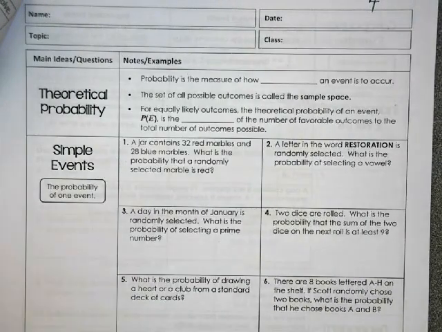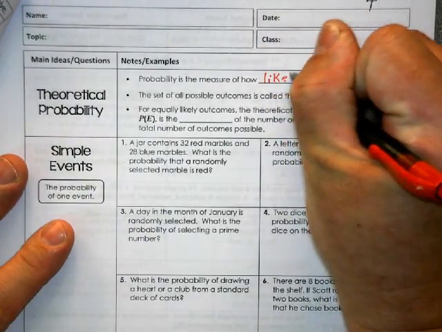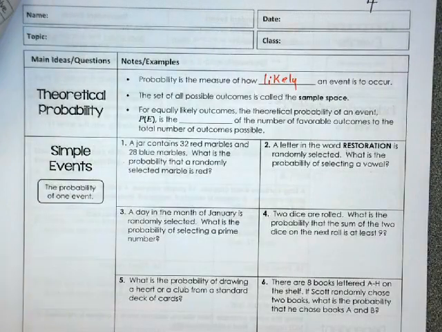Probability is the measure of how likely an event is to occur. The set of all possible outcomes is called the sample space. For equally likely outcomes, the theoretical probability of an event.